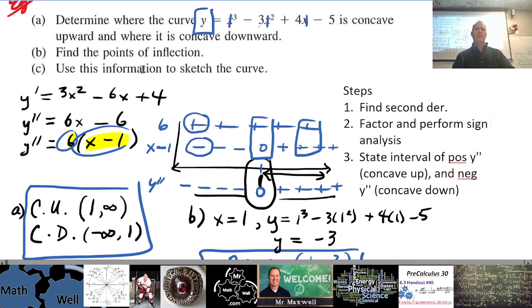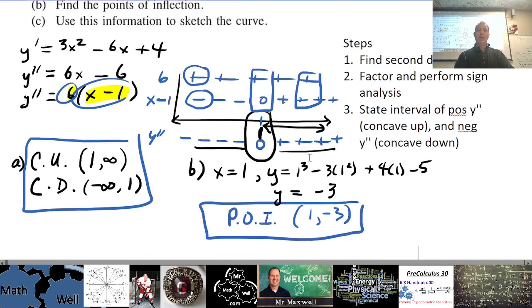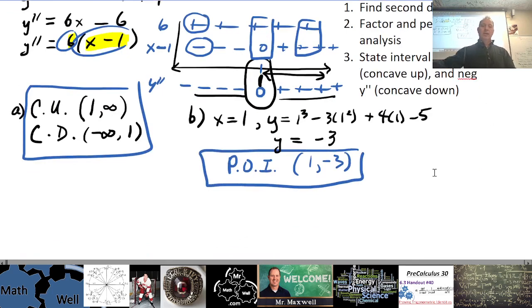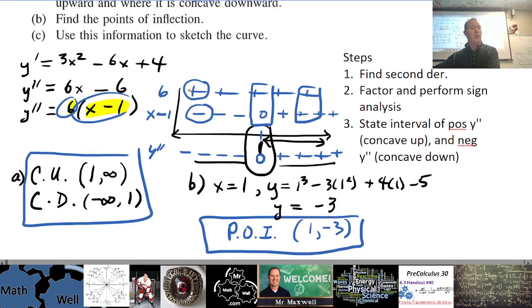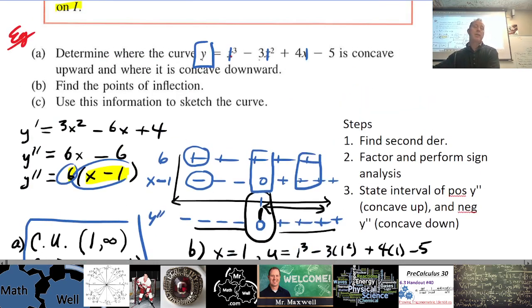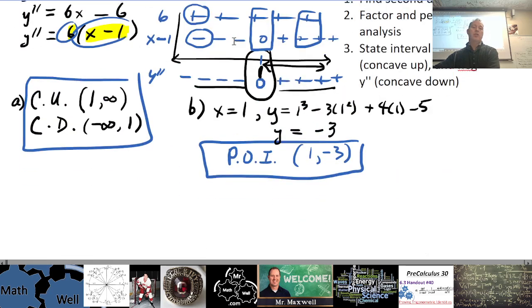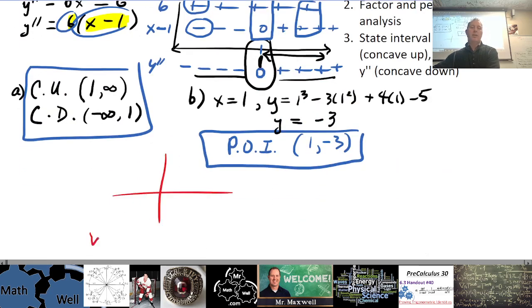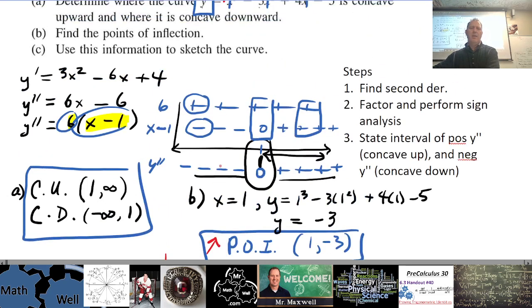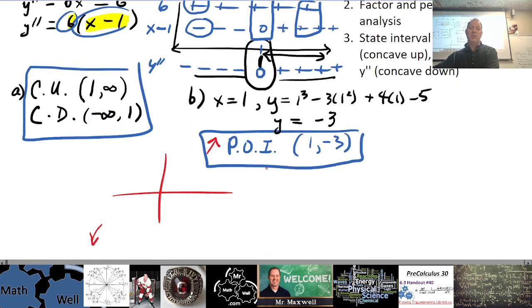Okay, finally, use this information to sketch the curve. It looks like from other things that we know, and what else do we know? Well, we know, as I mentioned before, that it's cubic, and this is a positive leading coefficient, so our end behavior is going to be such that it starts down here and ends up here somewhere, right? We do have, at x equals 1, a change of concavity, and the point is 1, negative 3. Okay, we just have 1 point of inflection.